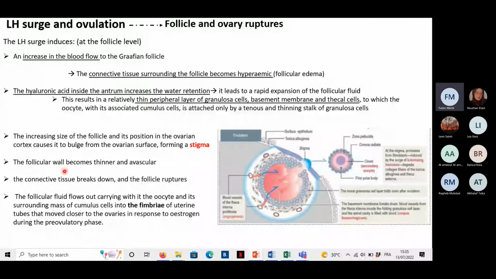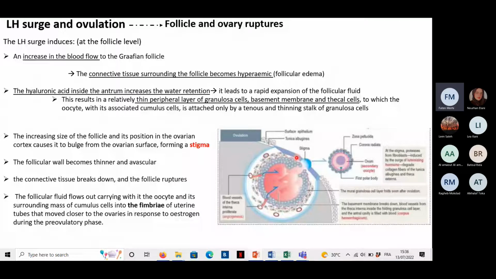Now the follicular wall will become thinner and avascular, because as you are going to see, we will have some proteases that will come and digest the extracellular matrix between the theca cells. And the connective tissue breaks down and the follicle will rupture.